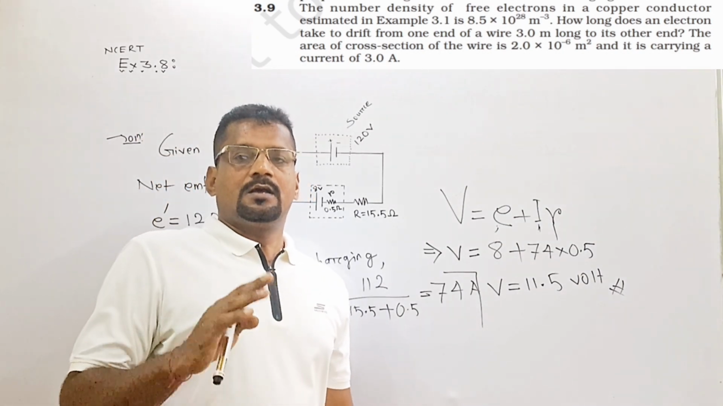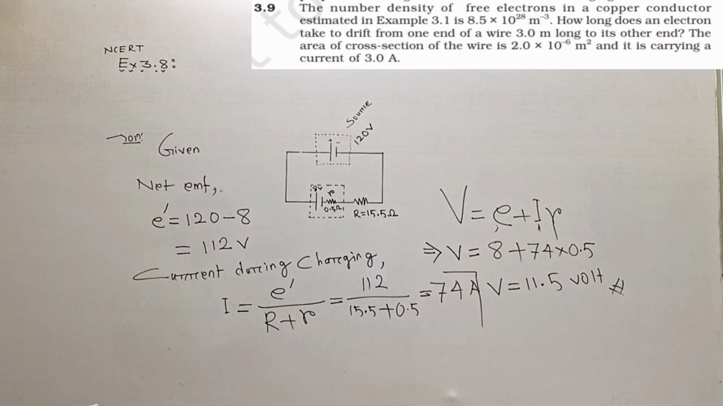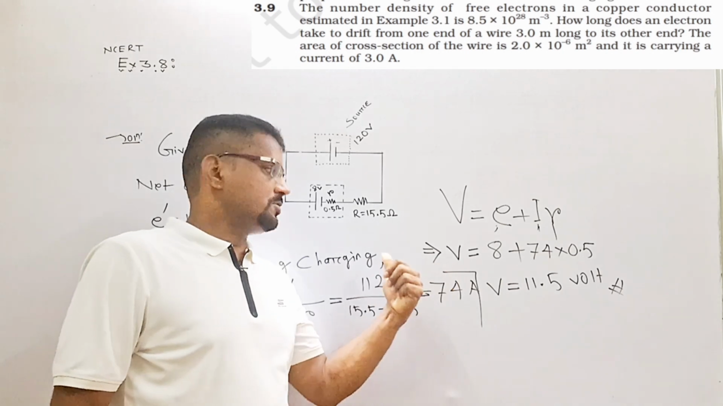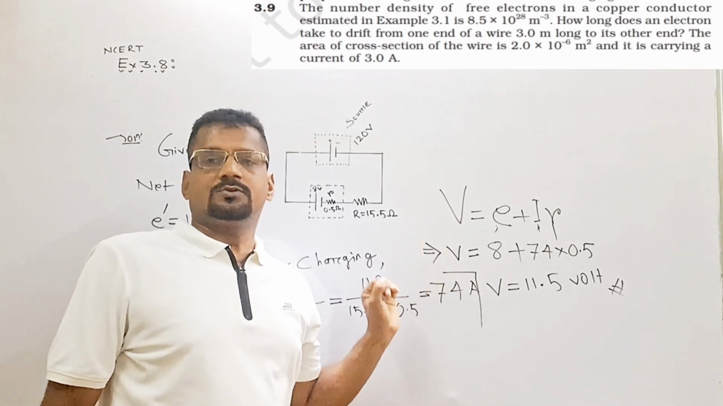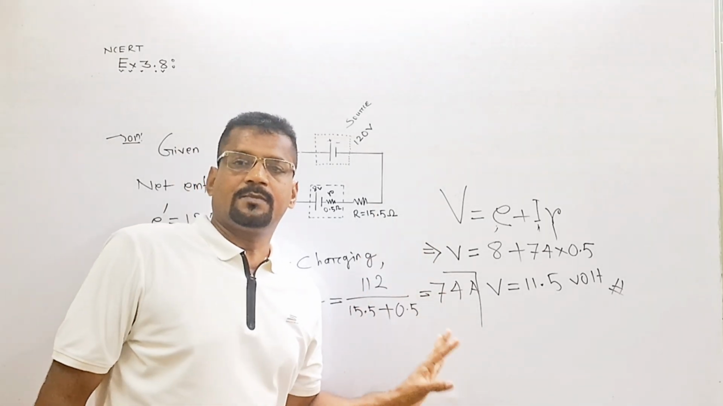Otherwise, if this is not used, the current in the circuit will be very high. So you write what is the purpose to use this external resistor in the circuit: just to control the current, otherwise the current in the circuit will be very high. I hope the solution is clear to you.